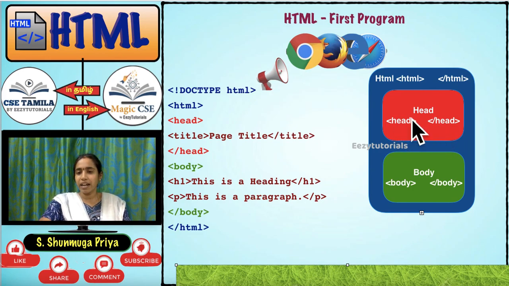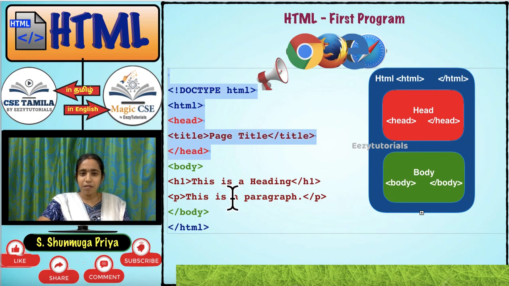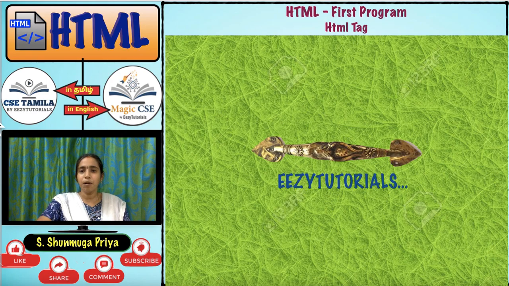So this is the opening head tag. This is the closing head tag. Same way you have an opening body tag and a closing body tag. So this is our first program. Like the Hello World program, we are going to create a web page. I'm creating the first line to announce that it is an HTML document. This HTML tag will act as a container. Inside this HTML tag only you will have your head tag and body tag.